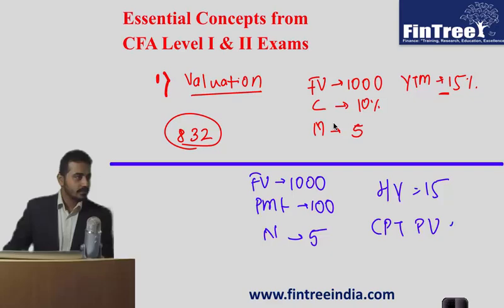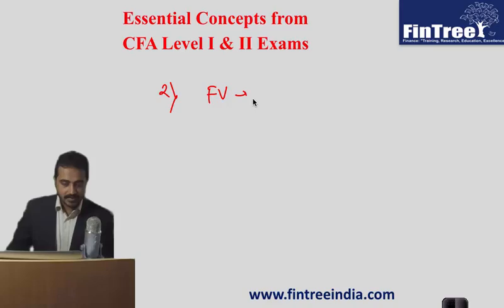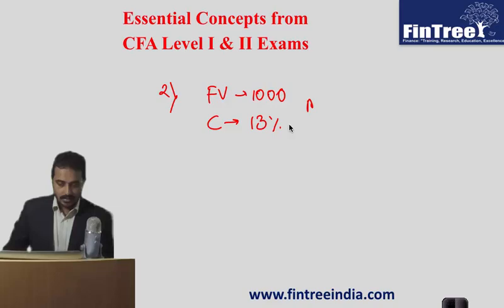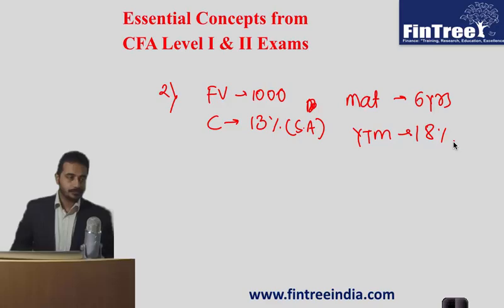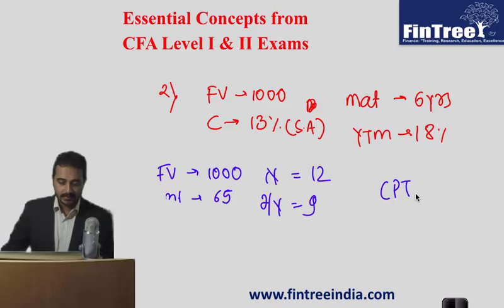Concept number two, valuation of a semi-annual coupon bond. So let us say face value 1000, coupon rate 13%, but this time semi-annual coupon, maturity 6 years, YTM 18%. How much will it be? All right. So how do you do it is, you would say future value on your calculator 1000. Payment would be 65. N would be 12. IY would be 9. And then you will say compute present value. How much? 821. How many of you are getting this?